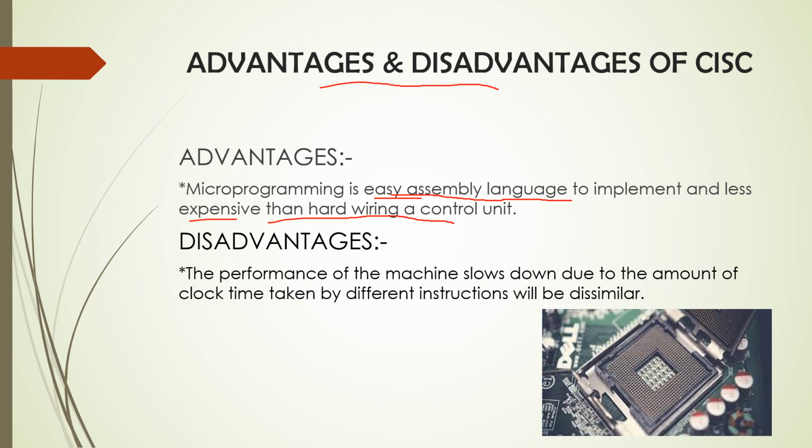The disadvantage is that the performance of the machine slows down because the amount of clock time taken by different instructions will be dissimilar. That is, the completion of an operation takes more time as the clock time taken by different instructions is not similar, that is, it is different. These are considered the advantages and disadvantages of RISC and CISC.